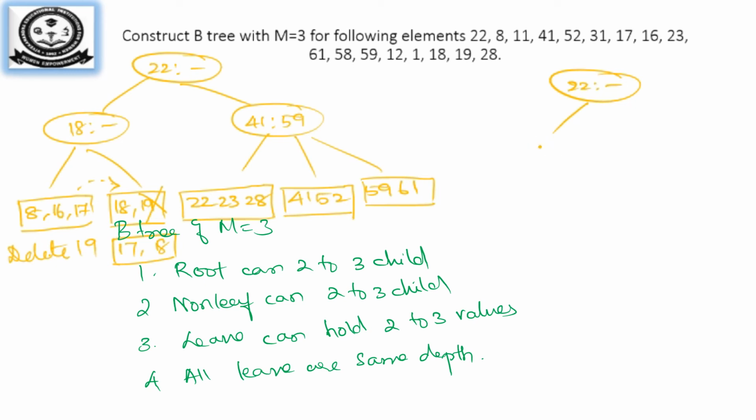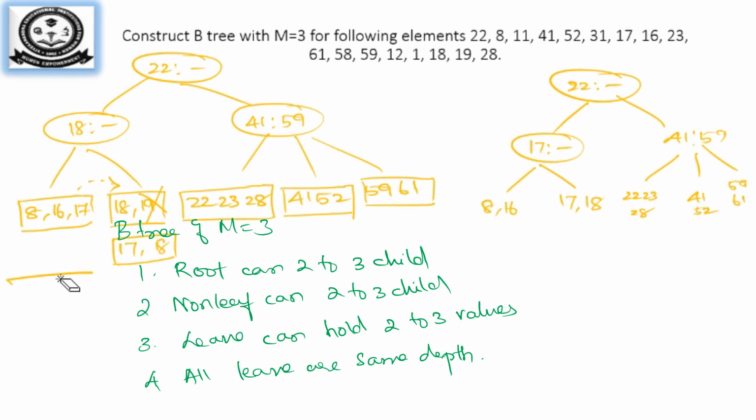It will not be 18, so it will be 17 dash, and you will have 8 and 16 and 17 and 19. Okay, sorry, 18. It is 18. So you will have 18. Similarly here you will have 3 children, 41 and 59. You will have 22, 23 and 28, and this will be 41 and 52, and you will be having 59 and 61.